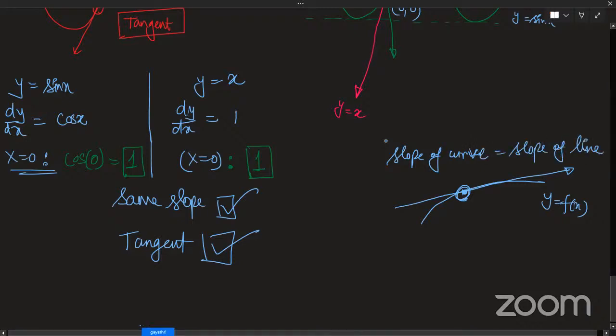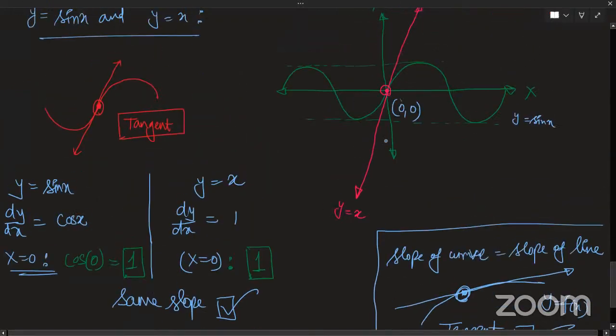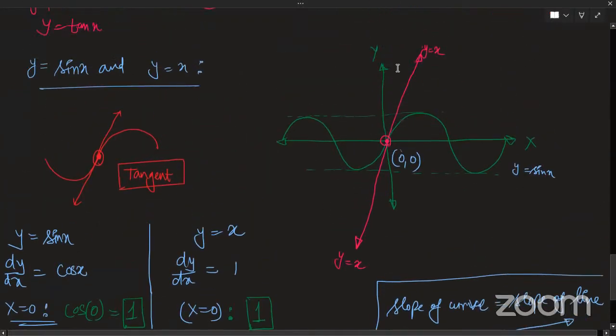So what can I say? I can say it has to be a tangent. Yes, at that point only. So that means y is equal to x is a tangent at origin to y is equal to sine x. Okay, so basically it is acting like a tangent.